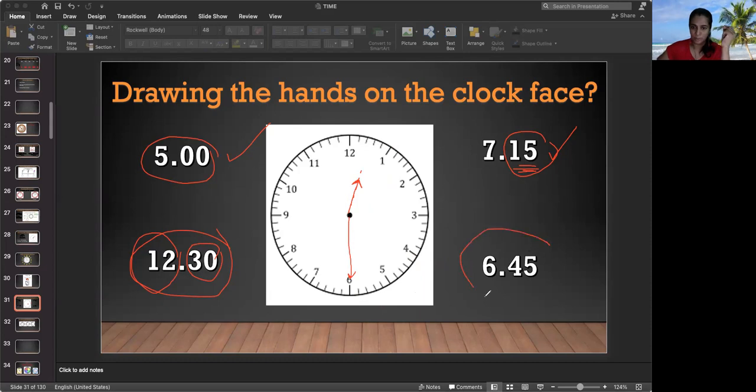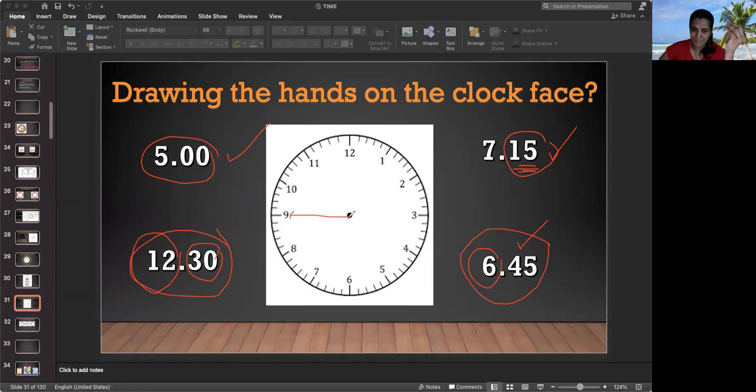Now, how about 6:45? Okay, now to draw 6:45, look at the minutes hand first. The minutes hand is at 45 minutes. So I know 45 means it's 9. 9 times 5 is 45. So my minutes hand is settled. Now look at my hour hand. It was 6 o'clock. Then it must have been 6:15. It must have been 6:30. It's now 6:45, which means in another 15 minutes, it's going to be 7 o'clock.